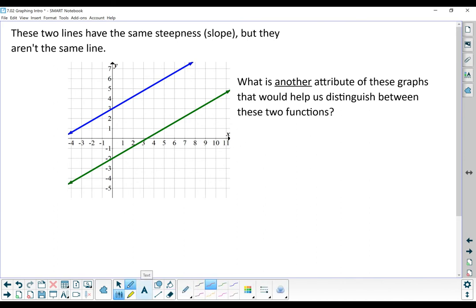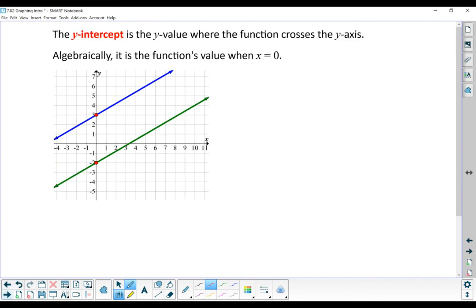So what other attribute could we use to help us distinguish between these two functions? Well, we could use their y-intercepts. The y-intercept is the y value where the function crosses the y-axis. Algebraically, it's the function's value when x equals 0.